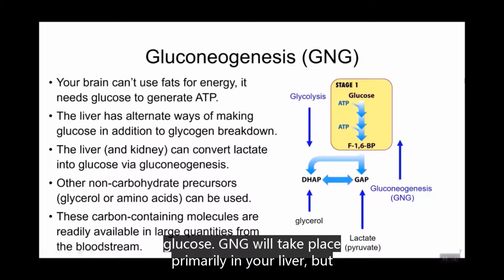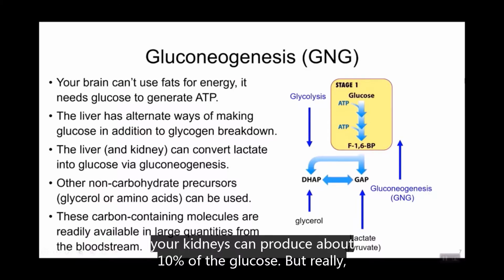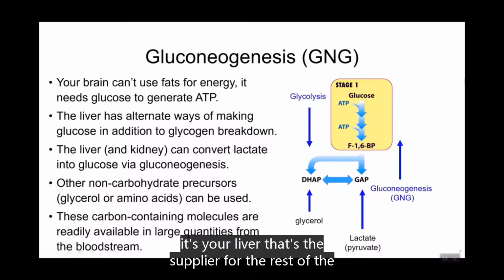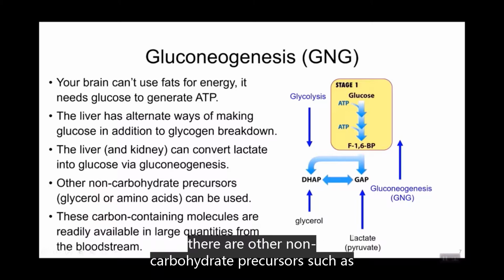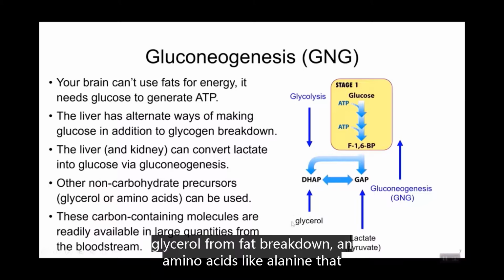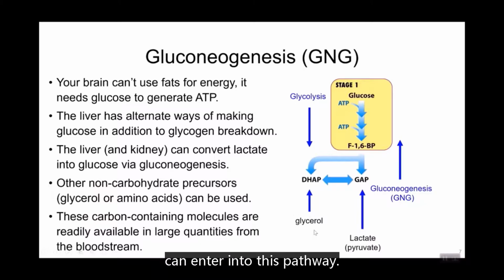GNG will take place primarily in your liver, but your kidneys can produce about 10% of the glucose, but really it's your liver that's the supplier for the rest of the body. That lactate that we just mentioned can be used, but there are other non-carbohydrate precursors such as glycerol from fat breakdown and amino acids like alanine that can enter into this pathway.